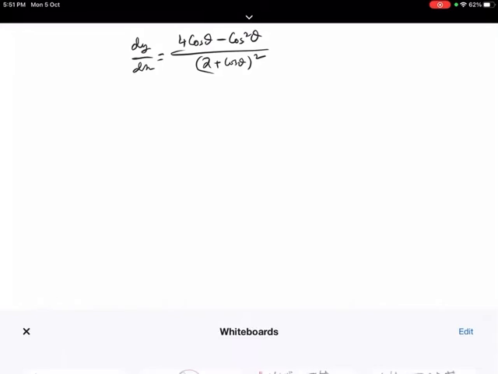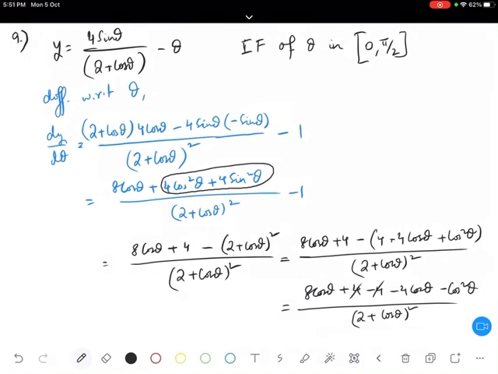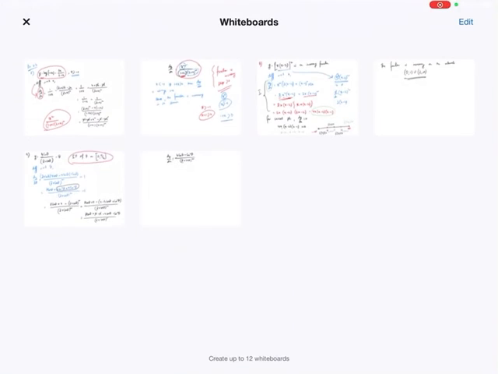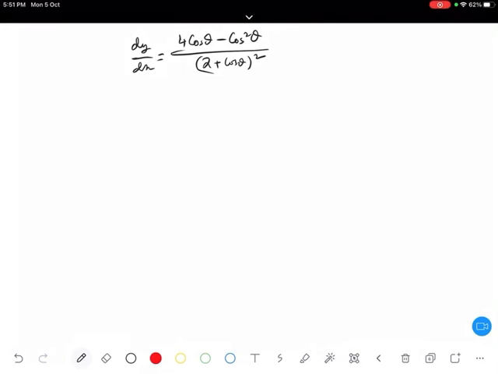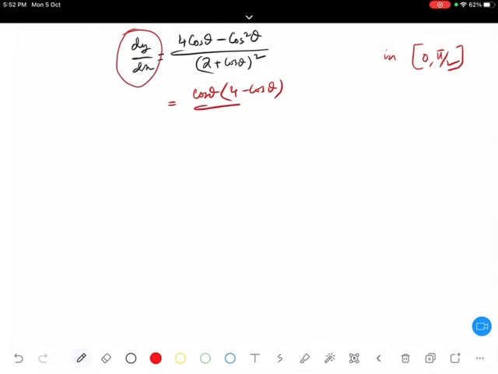So we have to prove what? We have to prove that the function is increasing function of theta in this range, from 0 to pi by 2. So all we need to do is prove that dy/dx is greater than 0 in 0 to pi by 2. So let us do one thing. Let us take cos theta common from here. If I take cos theta common, what I get? Cos theta times (4 minus cos theta) divided by (2 plus cos theta) whole square.